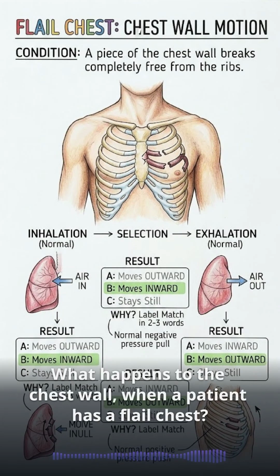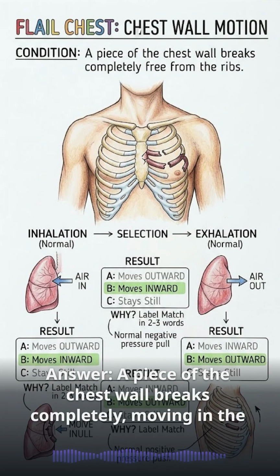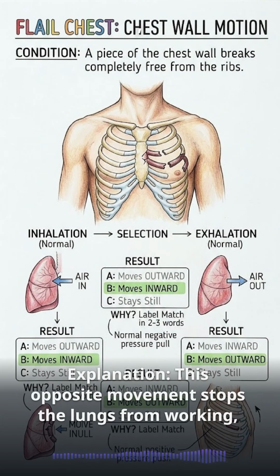60. What happens to the chest wall when a patient has a flailed chest? A piece of the chest wall breaks completely, moving in the wrong direction. This opposite movement stops the lungs from working, making it incredibly hard to breathe air.